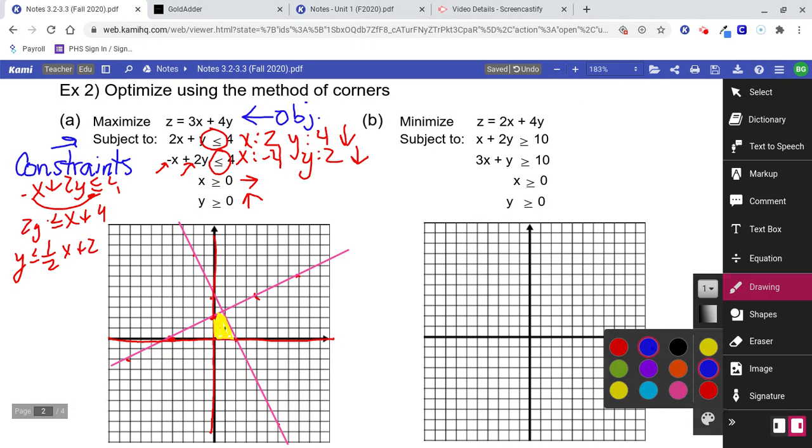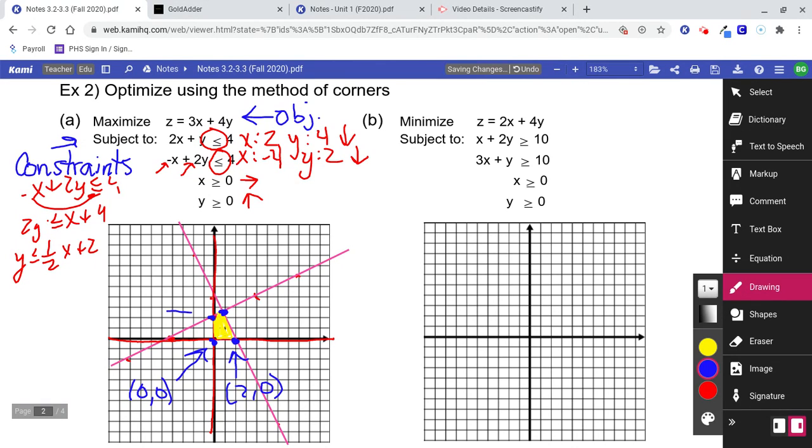Now, label the corners. There's a corner point, right? I can't do it. Pen's not wanting to work. Right there, and right there, and there, and there. So this one's easy. It's 0, 0. And this one's not bad right here. It is 2, 0. And this one right here is not too bad. That's 0, 2.